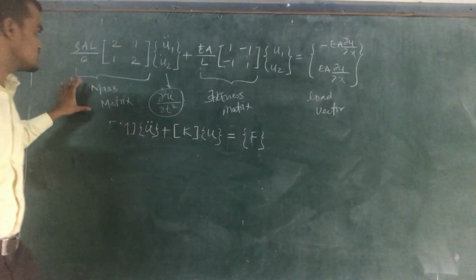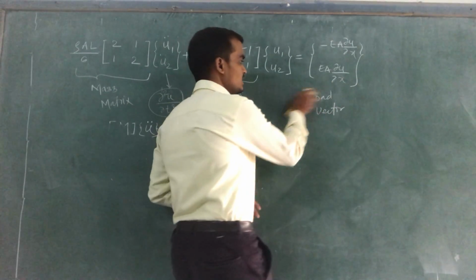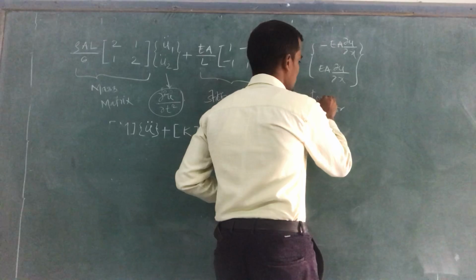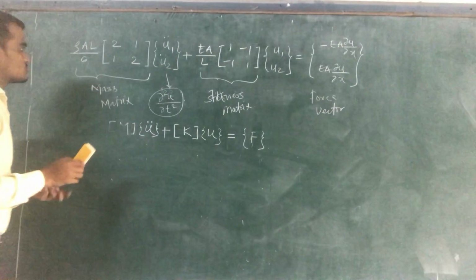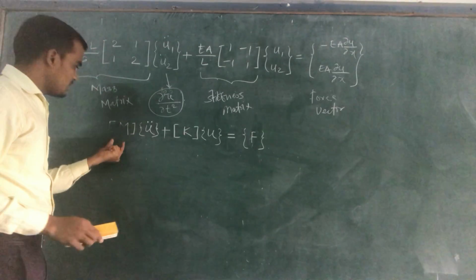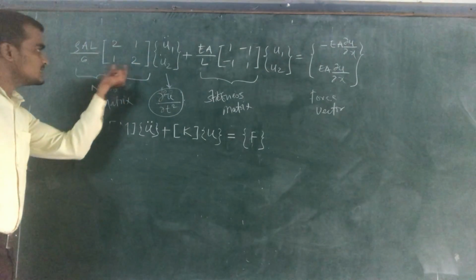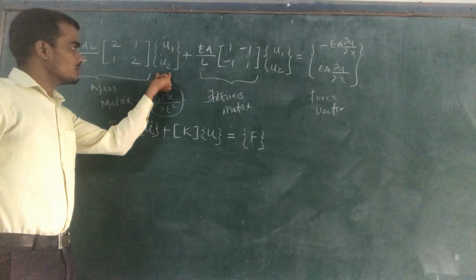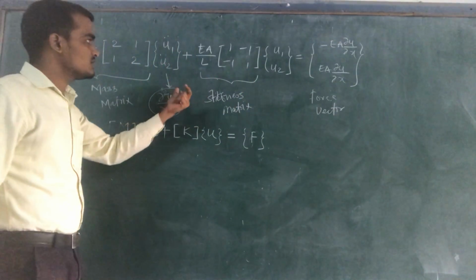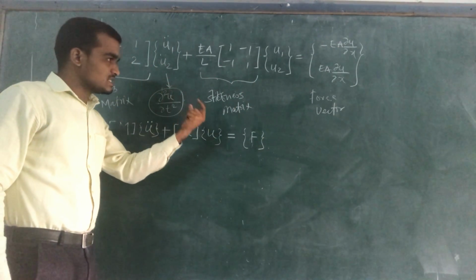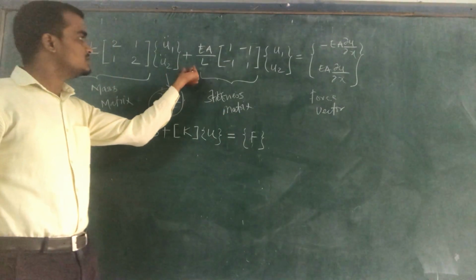The first one is your mass matrix, the second one is your stiffness matrix, and the third one is your load vector, or you can say a force vector, or a boundary condition. This can be written as m times u double dot plus k times u is equal to f. Here, the first includes a time derivative and the second includes a simple displacement. First we will see the consistent mass matrix and lumped mass matrix, then how to solve this equation.